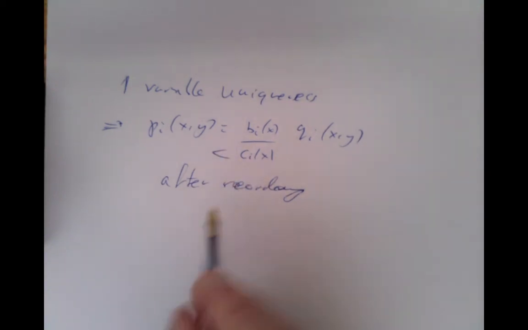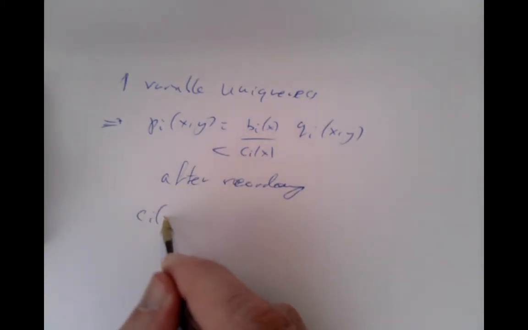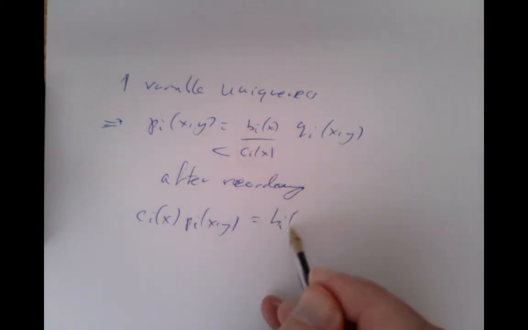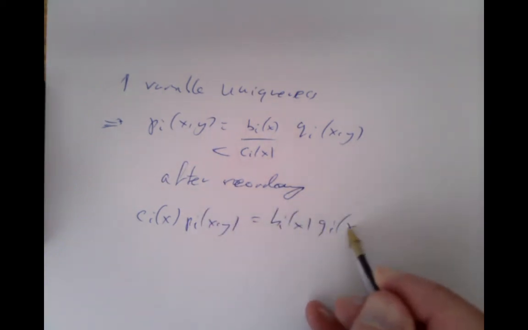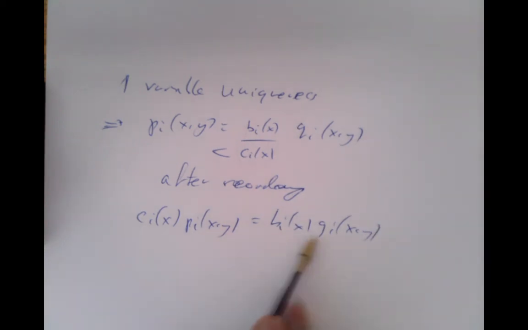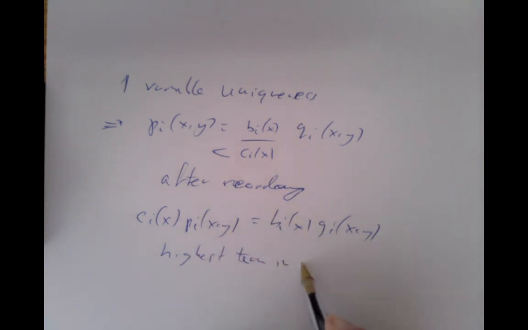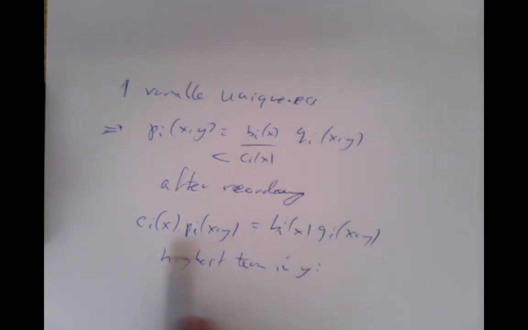Now I can just clear denominators, put ci of x, pi of xy is bi of xy, qi of xy, and then now everybody's polynomials. But now we just look at the highest term in y, and you get that ci of x times a constant, which is non-zero, equals bi of x times a constant, which is non-zero.